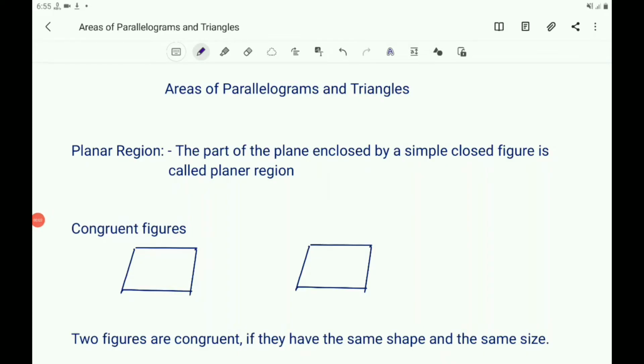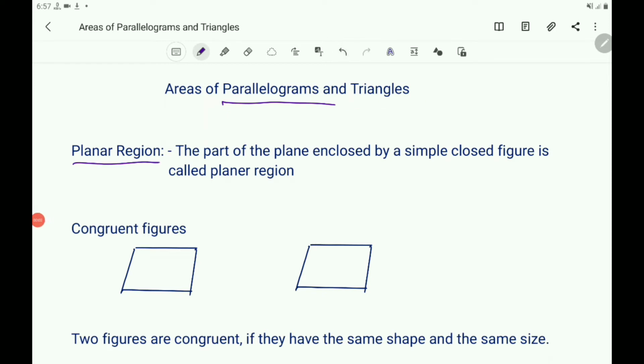Children, let us start the new chapter, Areas of Parallelograms and Triangles. Before that, let us discuss the plane figures, congruent figures, and also the areas of congruent figures. You know that a parallelogram is a plane figure, and a triangle is also a plane figure.